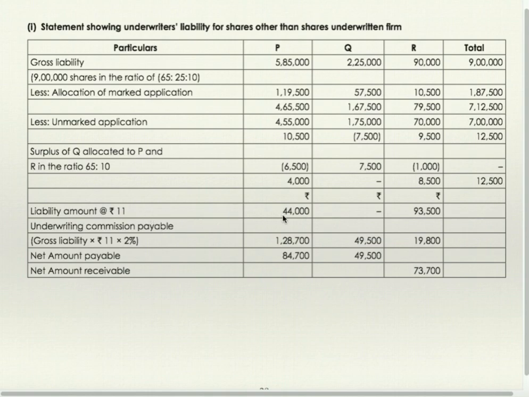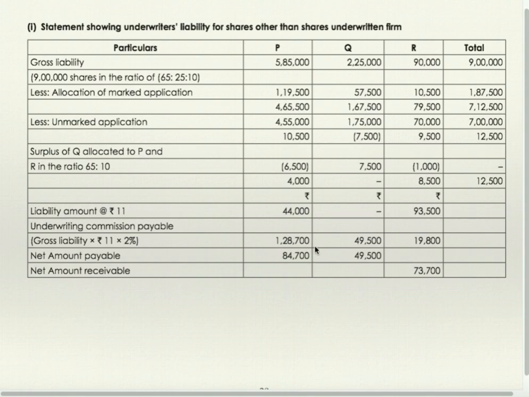They are supposed to pay at the rate of 11 per share, 4,000 into 11, 8,500 into 11. And underwriter commission payable is gross liability 5,85,000 into 11 into 2%, 2,25,000 into 11 into 2%, 90,000 into 11 into 2%. That is how you will get commission. Net amount payable is the difference in these two.